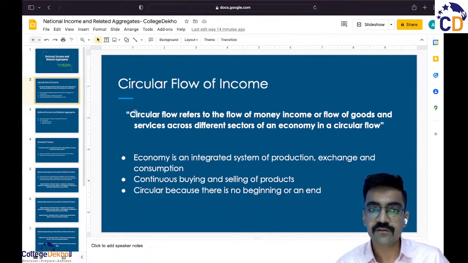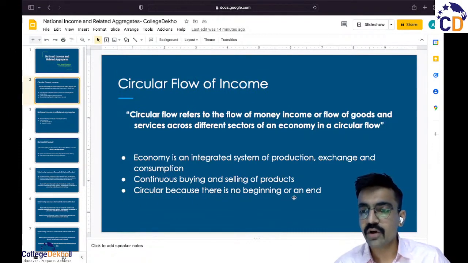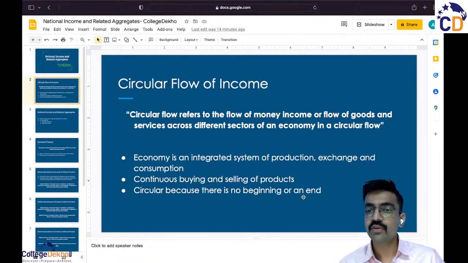This flow of income is circular, because there is no beginning or ending, right? Today I am a buyer, but tomorrow I'll be a seller. And in the same way, this buying and selling goes on not just for products, it goes on for services as well. So it is a total flow of income that is arising out of buying and selling of different types of products and different types of incomes, right?